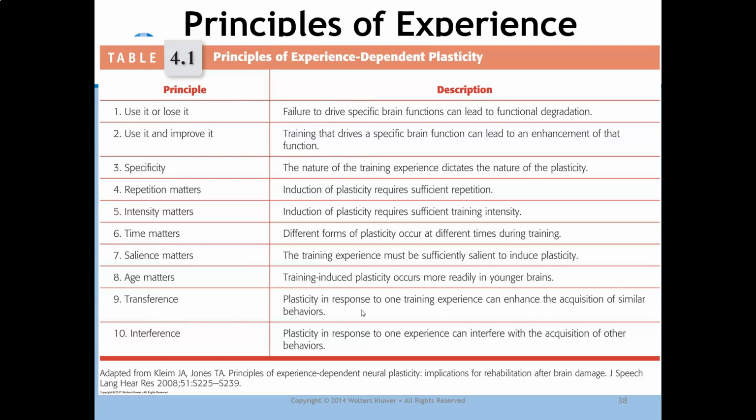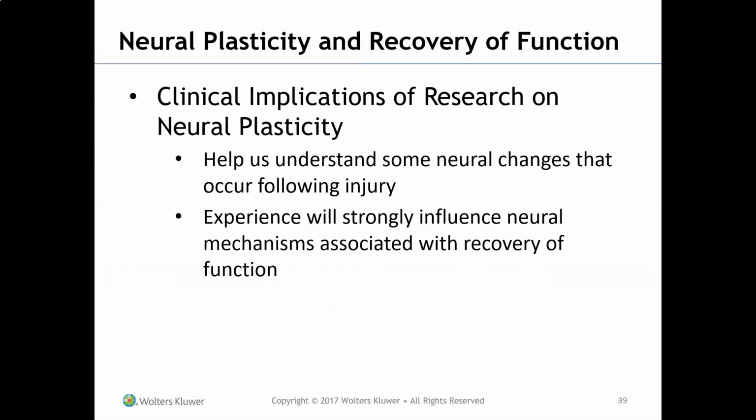Transference: plasticity in response to one training experience can enhance the acquisition of similar behaviors. Now that you can stand, you can stand and reach. Now you can stand, then that can lead to walking. And there's our transference. Interference: plasticity in response to one experience can interfere with the acquisition of other behaviors. So you have to be careful that you're not interfering with something else that you're trying to do as well.